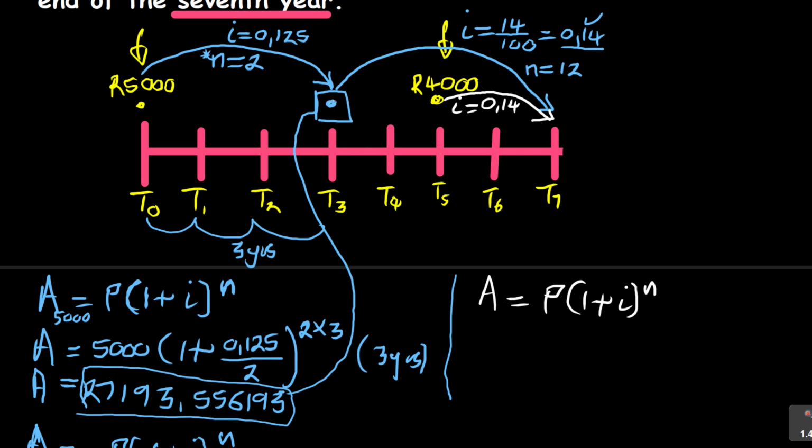My principal amount, or the starting value, is no longer 5,000, because after 3 years I no longer have 5,000 in the account. After 3 years I now have 7,193 rand 55 or 56 cents. So if I go to the bank after 3 years, this is the amount of money I will find, not 5,000. So I'm going to take that 7,193 and grow it for the next how many years? From T3 to T7. That's 4 years. This is 1, 2, 3, 4.